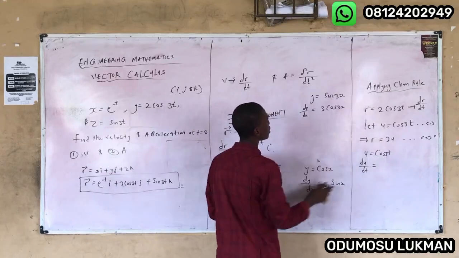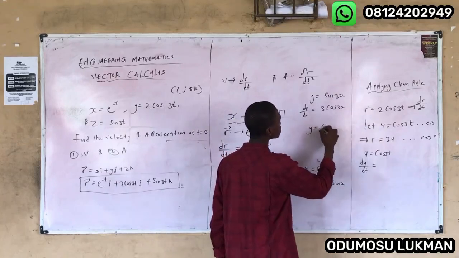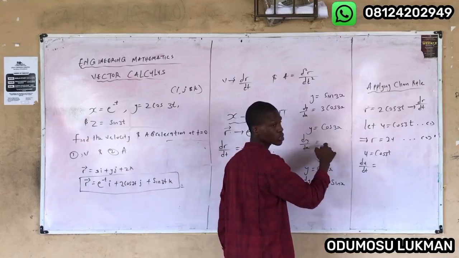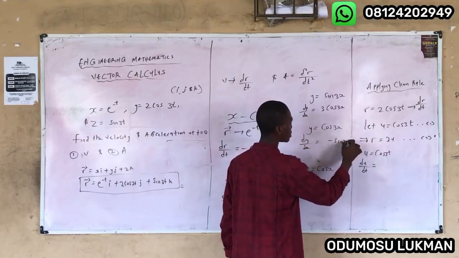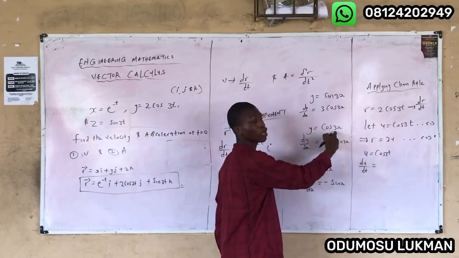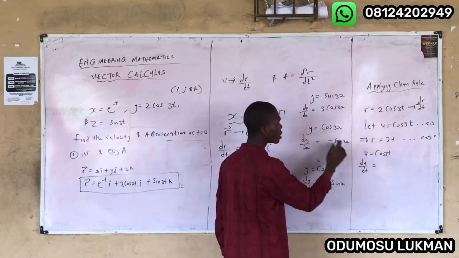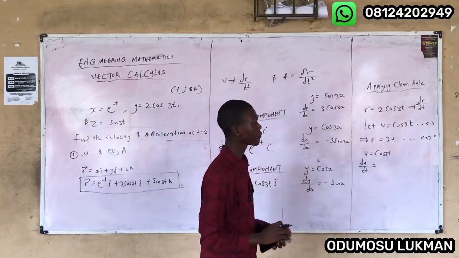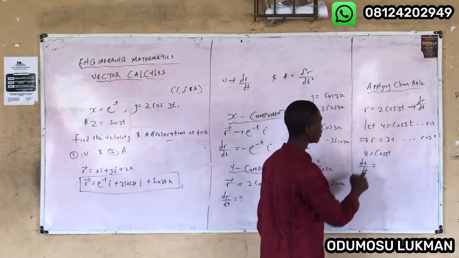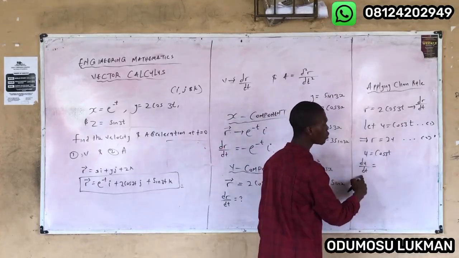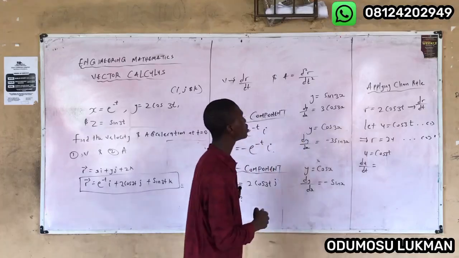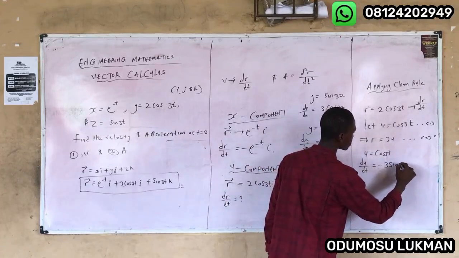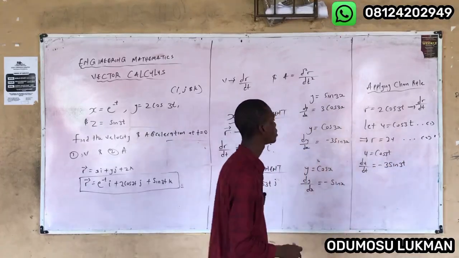Similarly, if y is equal to cos 3x, we know that dy/dx is equal to minus sine 3x. But you need to multiply it by the value we have there, which is 3. So we have minus 3 sine 3x. So that's the idea. Now, back to what we have here. If it is equal to this, du/dt will now be minus 3 sine 3t.